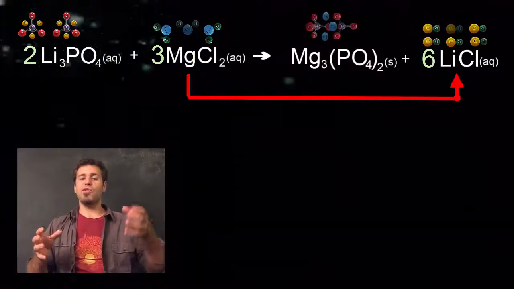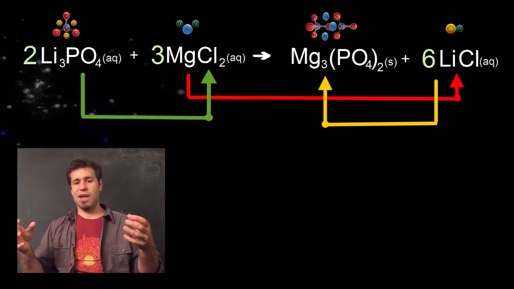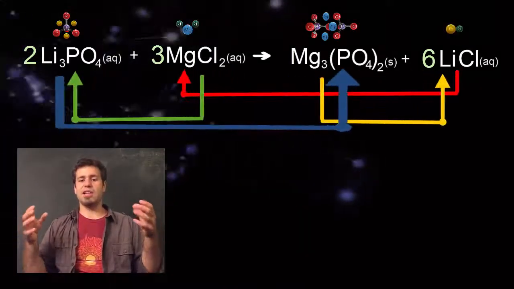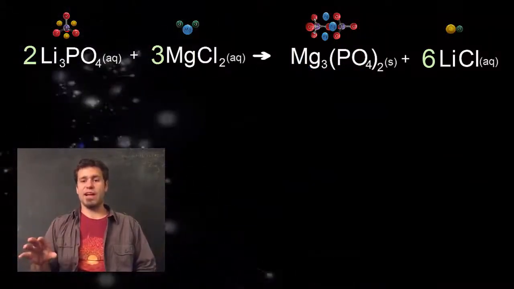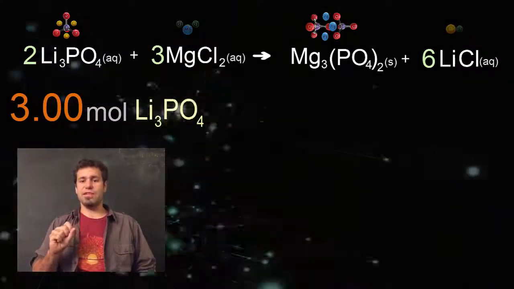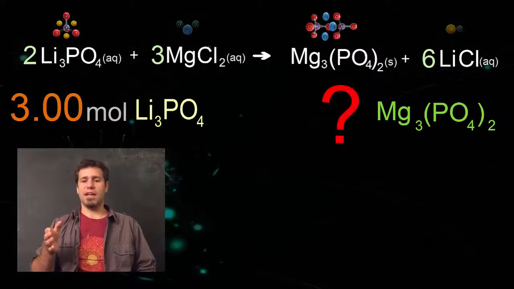You can actually go from reactant to product, product to product, reactant to other reactant, product to reactant. You can go from one place to anywhere else in the reaction as long as it's balanced. So now, let's actually use that reaction and do some math. Given 3 moles of lithium phosphate, I want to know how much solid magnesium phosphate we can make.